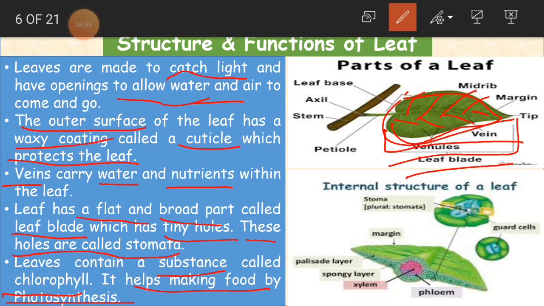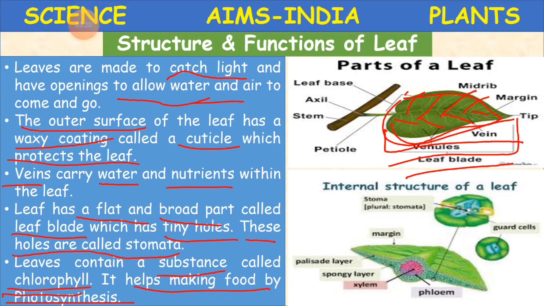So we learnt earlier that through the process of photosynthesis, the leaves manufacture the food. By what? By a substance called chlorophyll. So chlorophyll is a very important substance. Why? Because it helps make food for the plant. Clear children? Okay. Now we'll go to the next one.